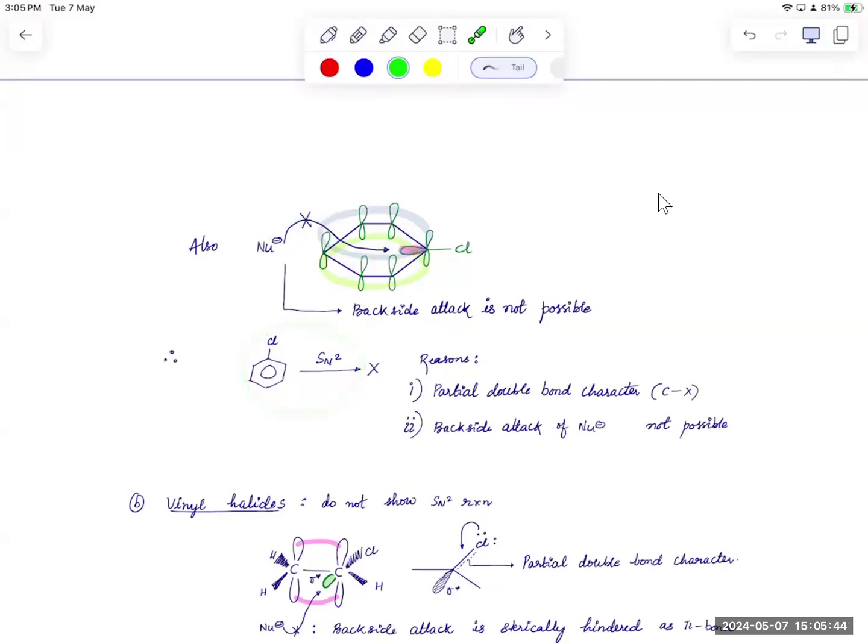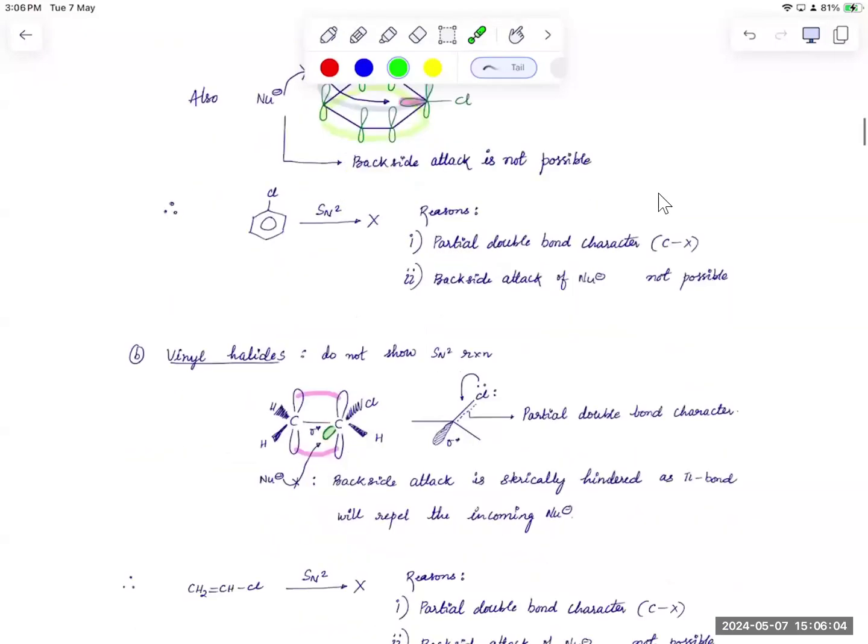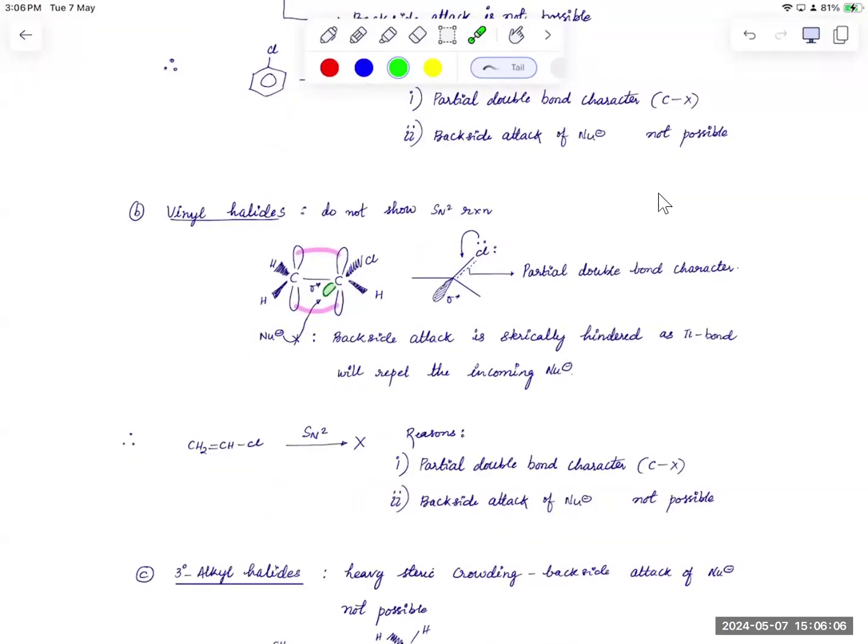Next, Cl in SN2. If this is the case with SN2, right? So it has a partial double bond character and back bonding of the nucleophile. In both cases, it is not favorable for SN2 reactions. So we cannot replace chlorine from benzene in SN2 reactions. Vinyl halides. Vinyl halides also have double bond character. That is, if you have CH2 double bond CHCl, this will also have a double bond here.